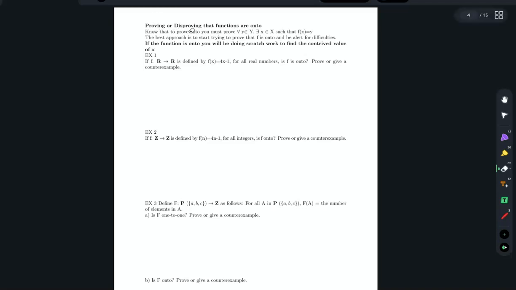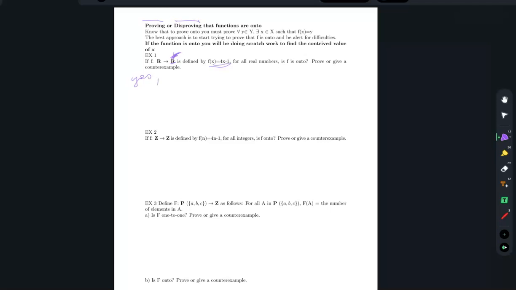Looking to see how to prove or disprove something is onto. Okay, so let's think about this one. This is a line that goes over every y value, right? That's what we're looking at. If it's onto, every y value in the codomain is hit. Okay, so it is, yes.